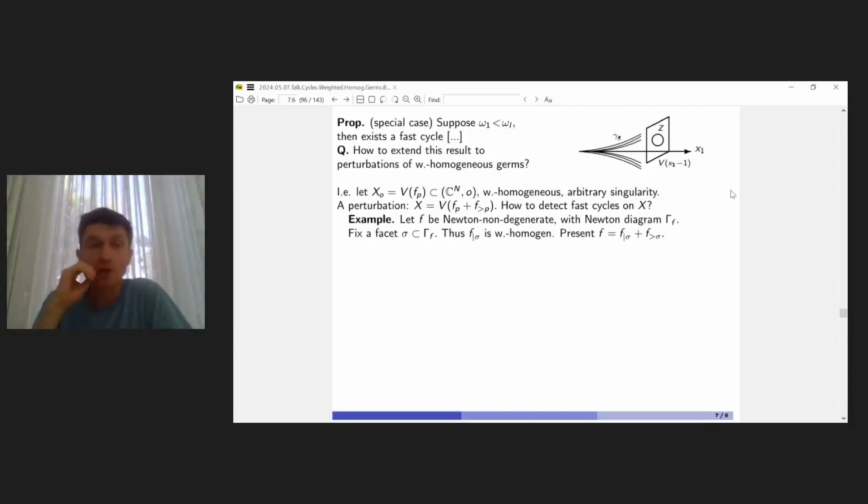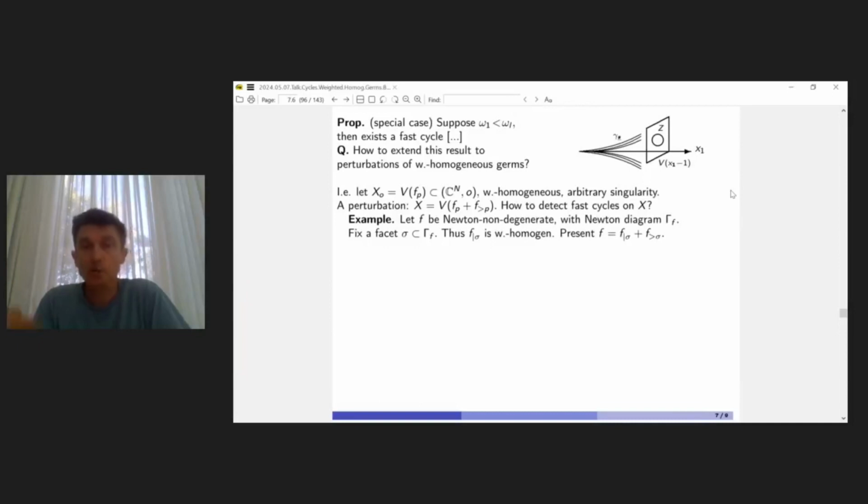Now you see the restriction to this face, the weighted homogeneous part, in most cases will have non-isolated singularities. It will be very often even non-reduced. So this perturbation is quite non-trivial. It is not some equisingular family. This perturbation changes the germ drastically. The question is whether we can still detect the fast cycles on the perturbed weighted homogeneous germ via the initial weighted lowest order leading terms.